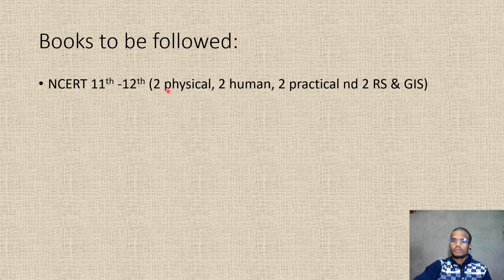There are two physical geography books in class 11th, two human geography books in class 12th, two practical geography books, one of 11th and one of 12th, and two on remote sensing and GIS. Most of you don't know this, but when you go to CBSE's website, you can download the remote sensing and geographical information system books from NCERT of CBSE. One is for class 11th, the other is for class 12th, and it will give you a detailed idea of the basics of remote sensing and GIS. Questions are usually asked from this book only. So go through this, it is a very basic book, and it will help you build your understanding.